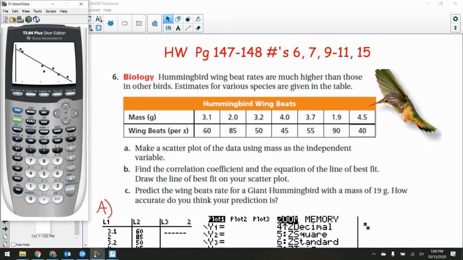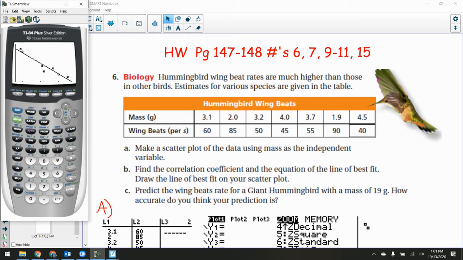It then says predict the wing beat rate for a giant hummingbird, mass of 19 grams. Holy cow, that's a big hummingbird. Look at all our data. The highest we have is 4. It's like the size of people. This was 19 grams. That is one giant hummingbird. That's a big Texan hummingbird.